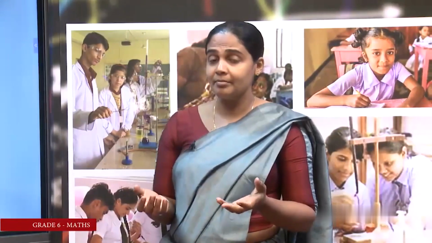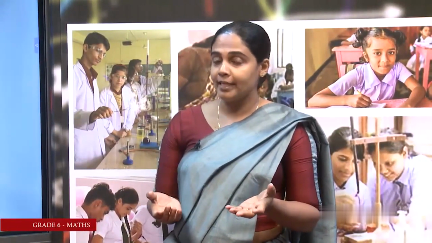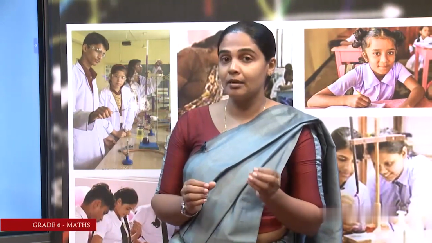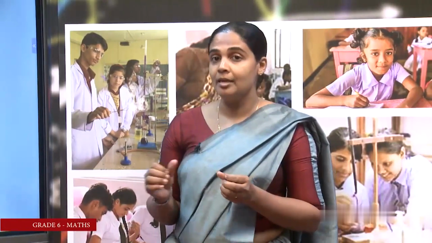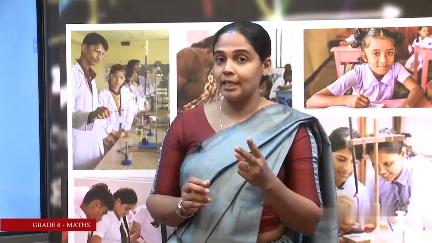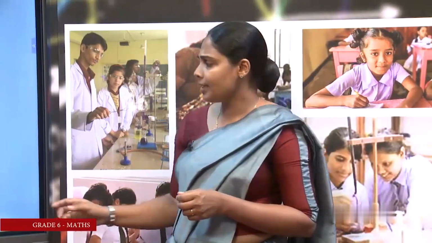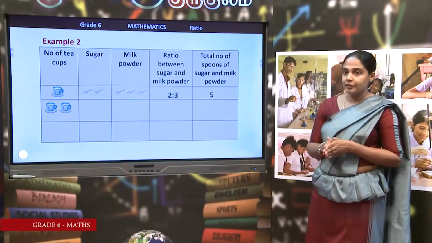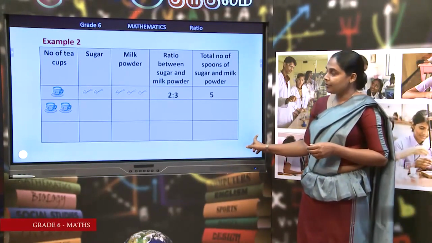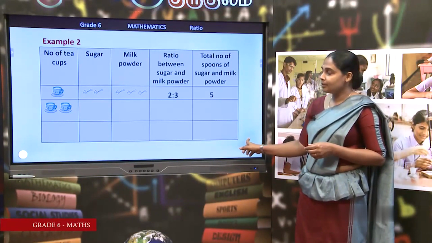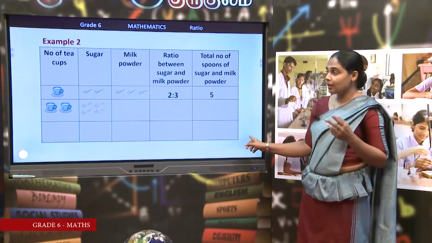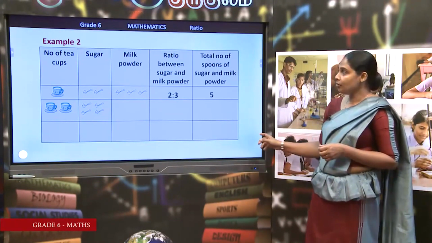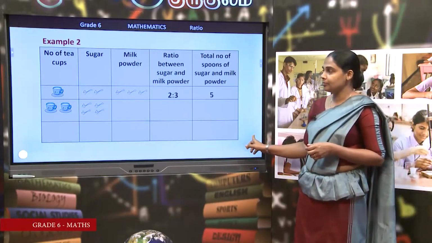Now think, your mother is ill. Then she can't make your cup of tea. But what do you have to do now? You should make your cup of tea and also one for your mother. Then you should make 2 cups. Let's make 2 cups of tea. How can you add sugar? For a cup, 2. Then for 2 cups, another 2. All are 4.